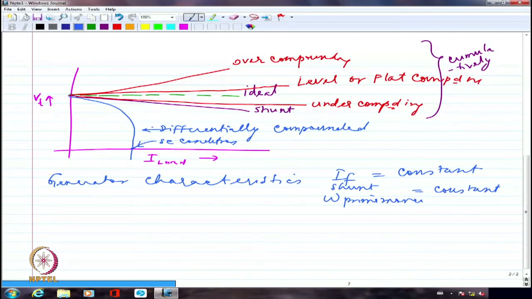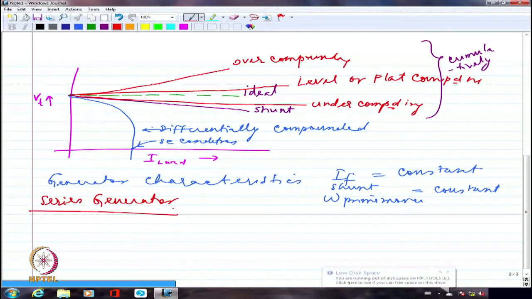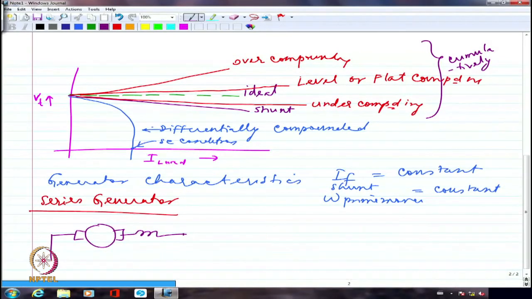Last, what we are going to discuss is the series generator, which is hardly ever used. It's hardly ever used, but just for the sake of continuity, we are going to discuss it. And this is used as a motor quite often. Series motor is employed everywhere, but series generator is hardly ever employed. Think about it. As far as the series generator is concerned, I'm going to have the field here, and I have to connect the load here.